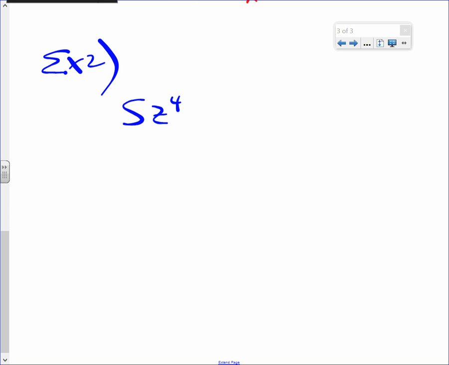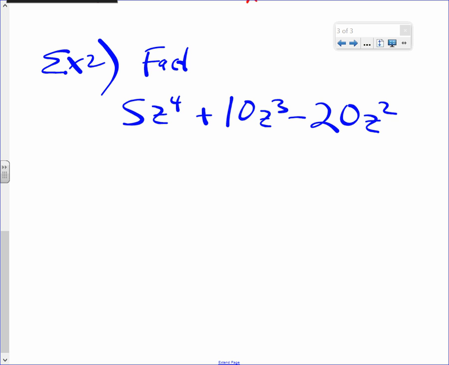5z to the 4th plus 10z to the 3rd minus 20z squared. Let's factor this puppy. So think of the black shoes. What do they all have in common? They all have a 5 for sure. They all have an exponent. How many z's do they all have in common?